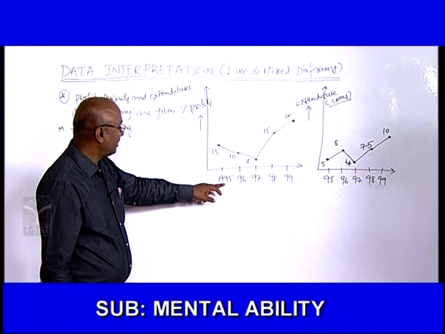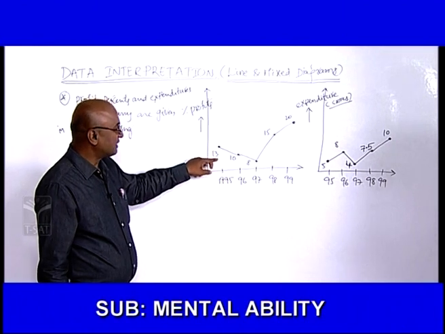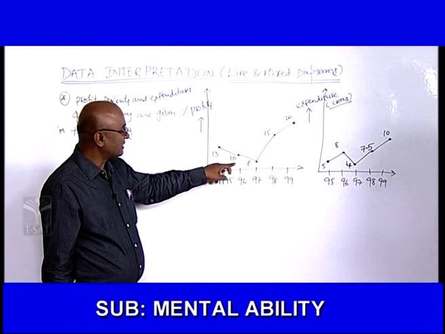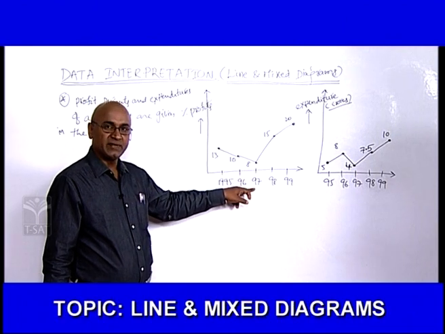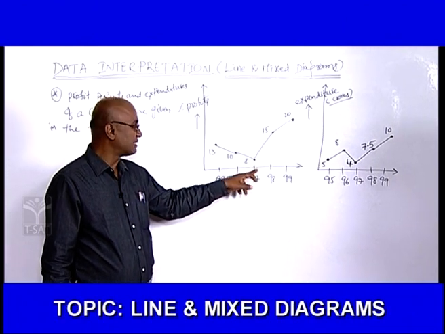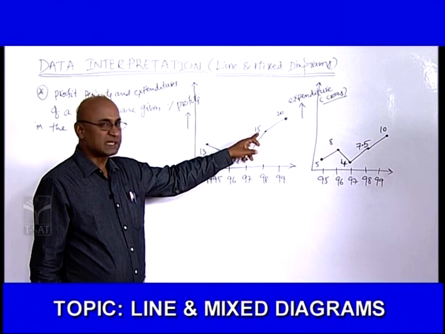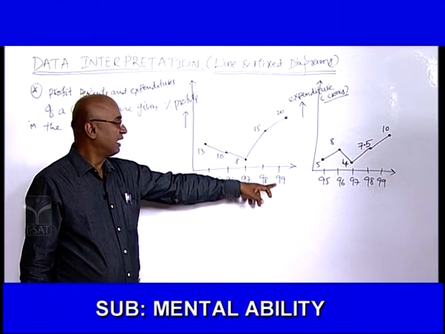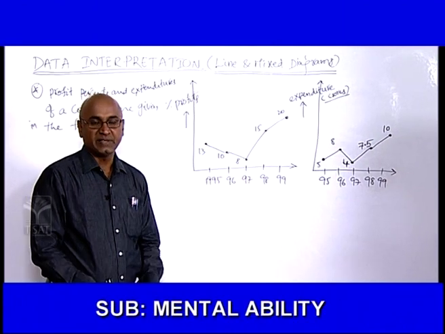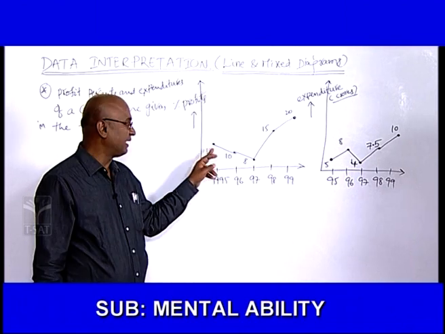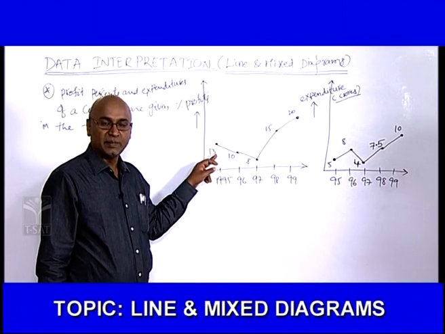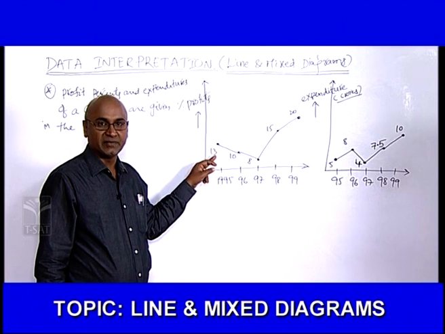In the year 1995, the percent profit is 13%, in 96 it is 10%, in the year 97 the percent profit is 8%, in 98 it is 15%, and in 99 the percent profit is 20%. So in this line diagram, the percent profits of a company are given.